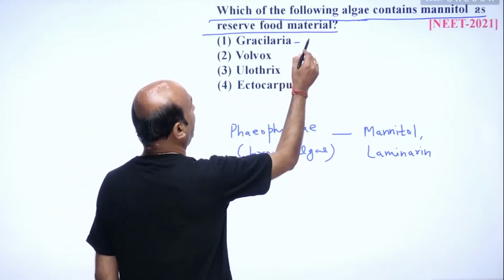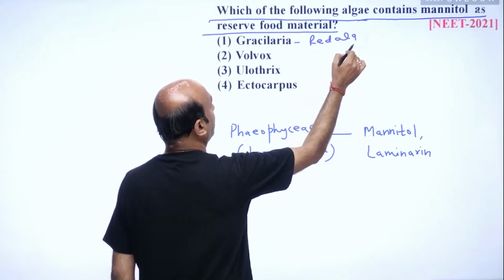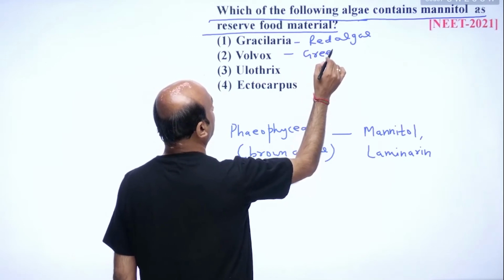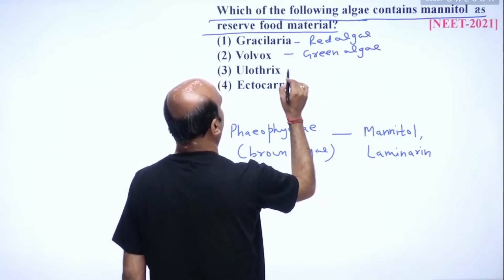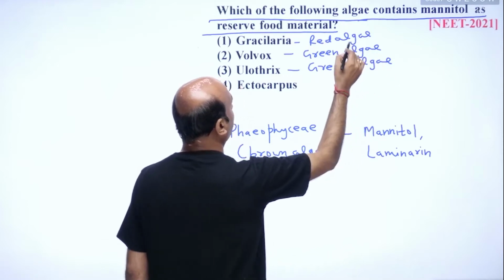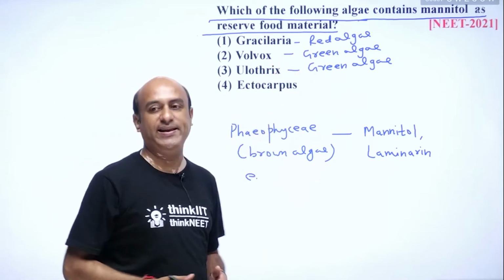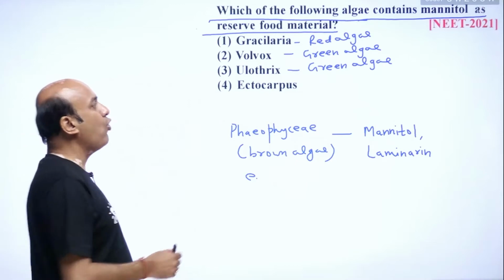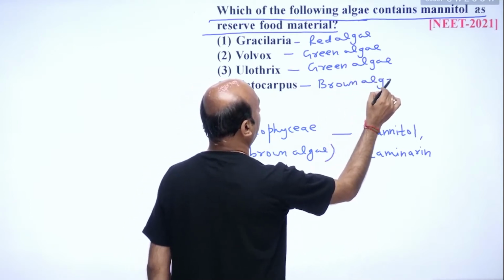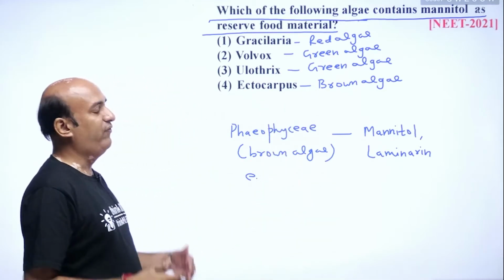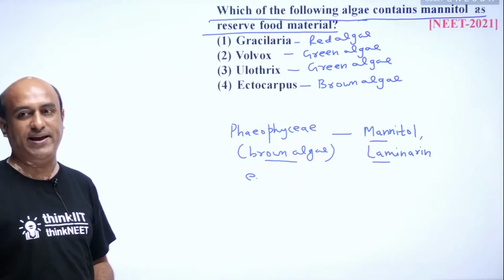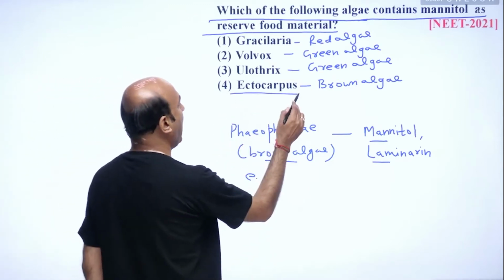Here, Gracilaria is red algae, which is Rhodophyceae. Volvox is green algae. Ulothrix is also called green algae. We know that student, red algae is called Rhodophyceae, whereas green algae is called Chlorophyceae. Here Ectocarpus is the brown algae, which is also called Phaeophyceae. And we know that in brown algae the food is stored in the form of mannitol and laminarin. So here, the correct answer is option number 4, Ectocarpus.